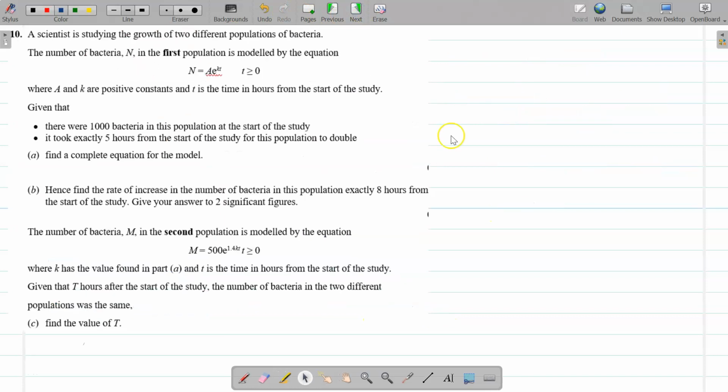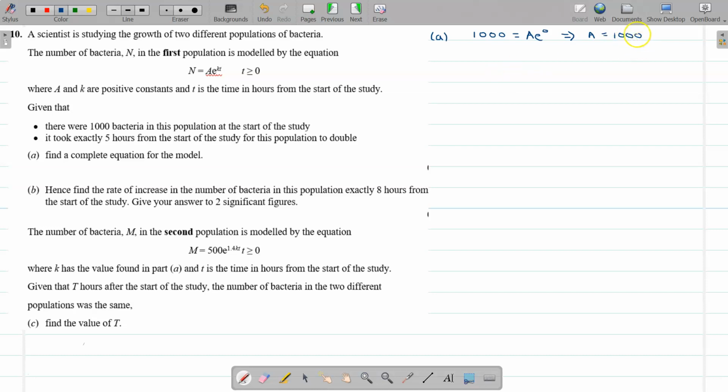Next question, question 10. This is about bacterial growth, and we have this exponential model here, and we've got to evaluate the constants a and k to give a complete equation for the model. So we start by using the initial information, and that is that there are 1,000 bacteria at the beginning when t is 0. So that's a e to the 0. So from that, we know that a must be 1,000.